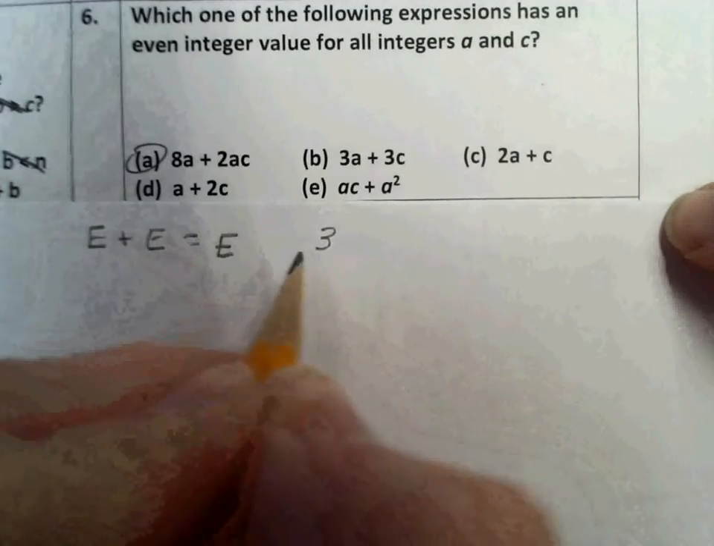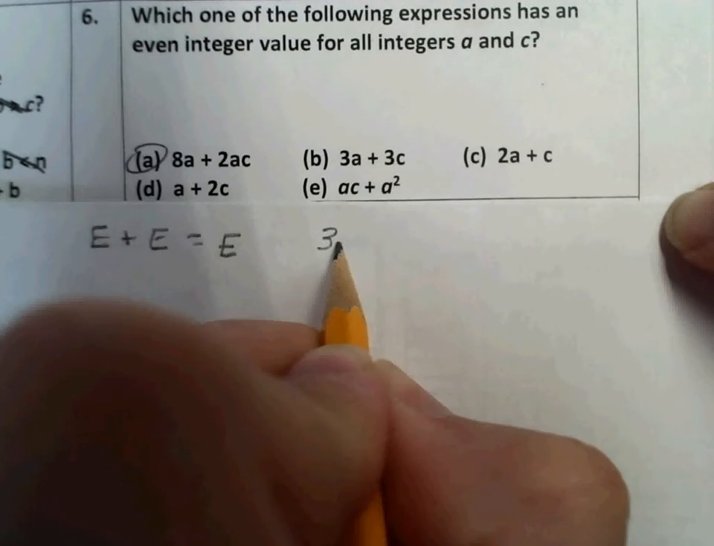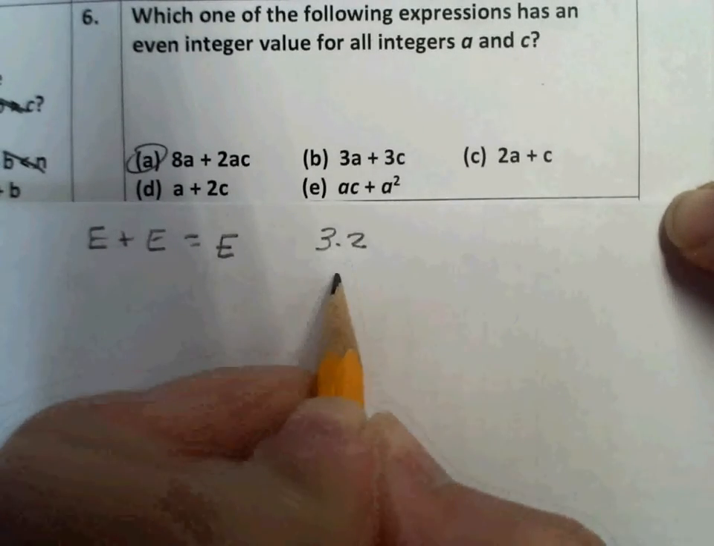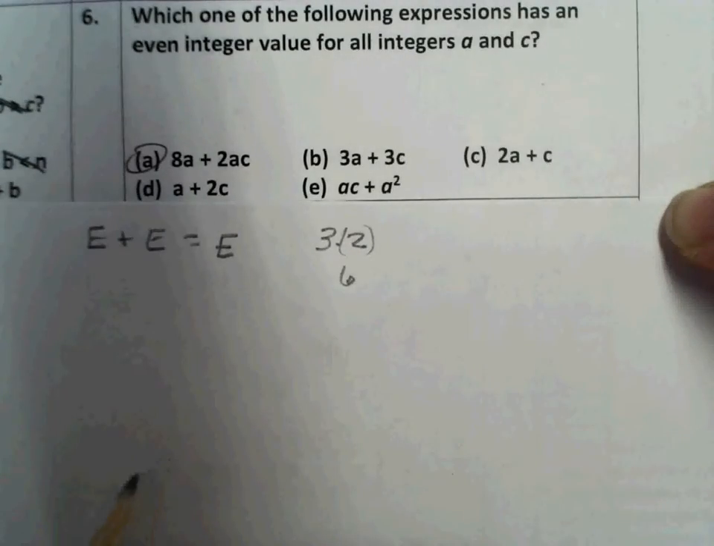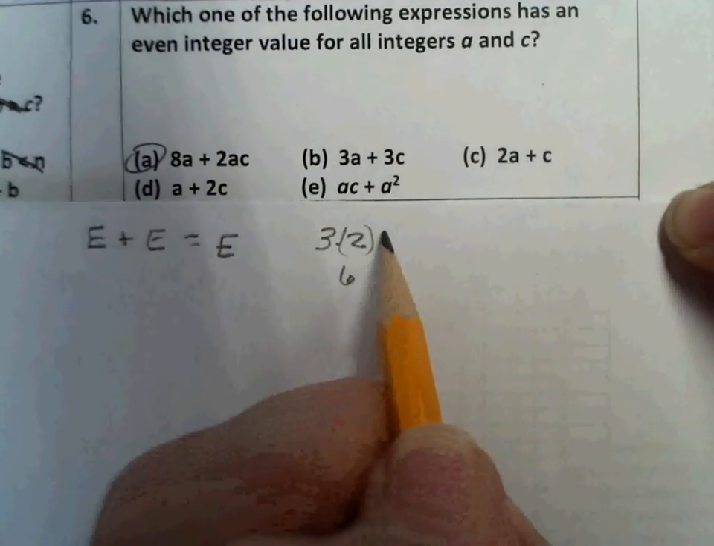So what if I took an odd number, that 3, and multiplied it by an even number, 2? So let's say that a is 2. 3 times 2 would be 6. Plus 3c.